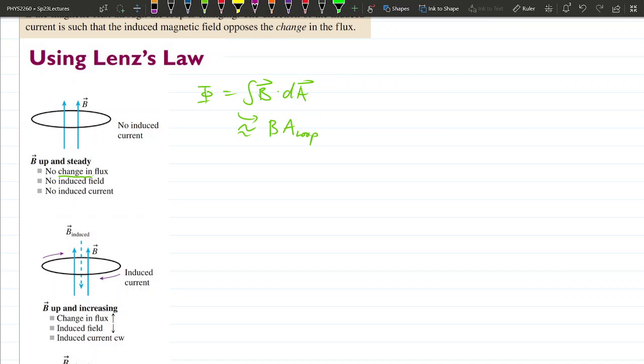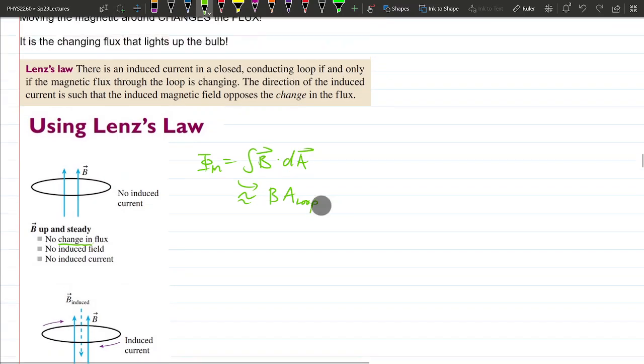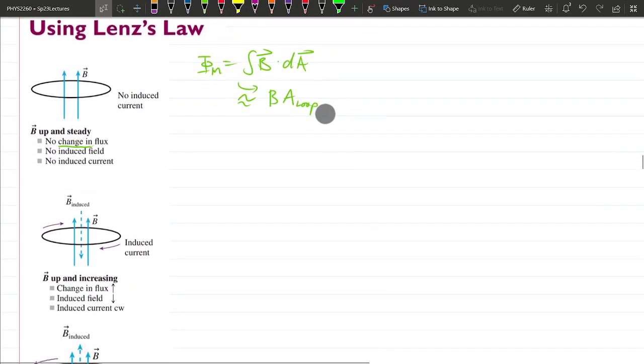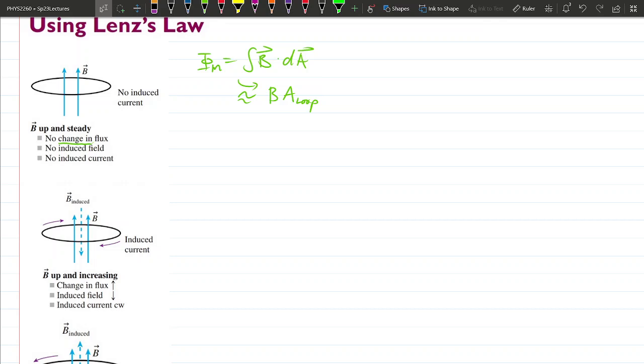I know that the book uses M instead of B, but I'm used to B. In this case, no current actually gets induced. Remember, if I just hold the magnet next to the little coil, still, I'm not changing the magnetic field at all. Nothing's happening. The light bulb doesn't light up at all. So something has to be changing, okay?